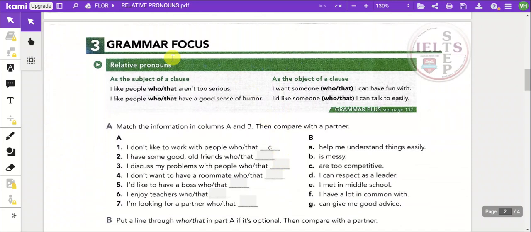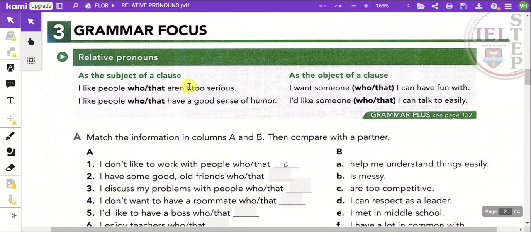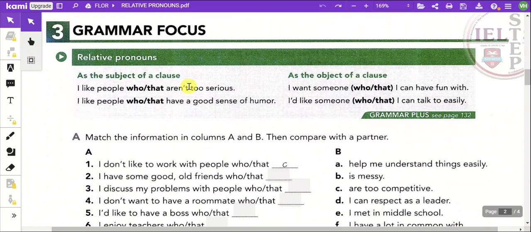Y ahora sí, vamos a concentrarnos en relative pronouns. ¿Qué son estas palabras que se llaman en español pronombres relativos? Who and that. So we can use them as a subject of a clause. For example, I like people who aren't too serious. Or, I like people that aren't too serious. I like people who have a good sense of humor, and I like people that have a good sense of humor.